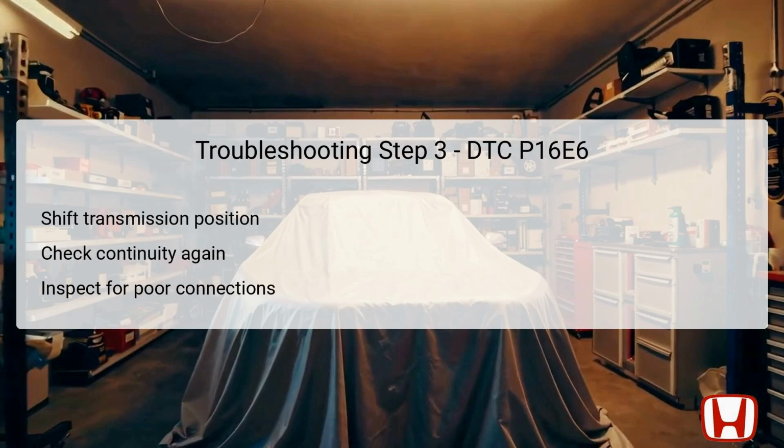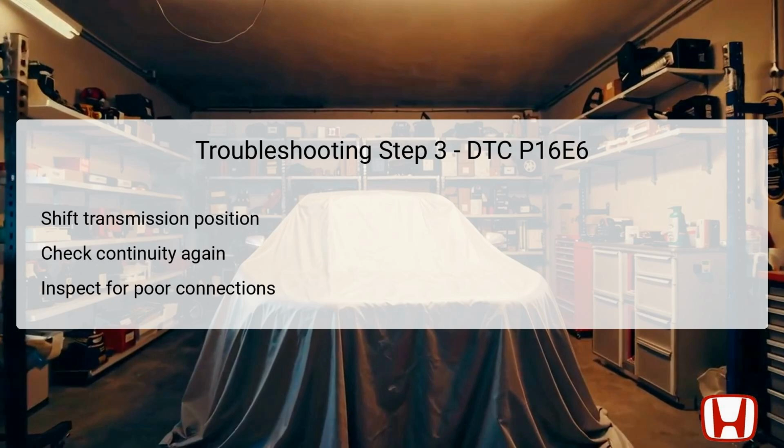For the third step, shift the transmission to a position other than park or neutral again to ensure the switch is in a different mode. Disconnecting the transmission range switch 10P connector is necessary once more for this check. Use a multimeter to check for continuity, this time between test points consisting of male terminal number 7 and male terminal number 1 on the transmission range switch side. An affirmative continuity would suggest that the switch is functioning minimally, which points to needing a replacement.